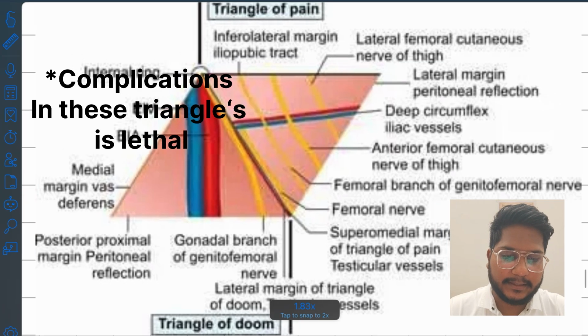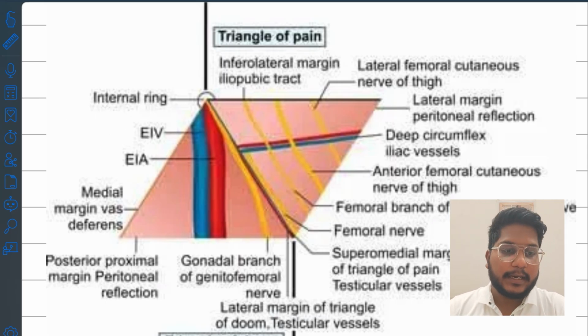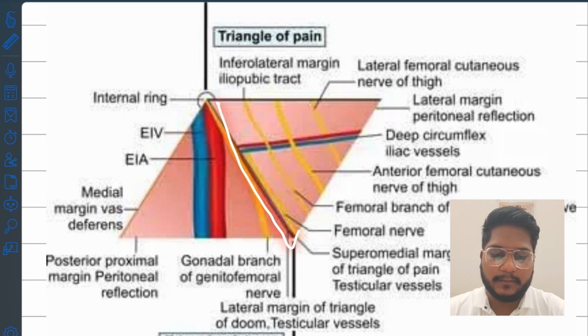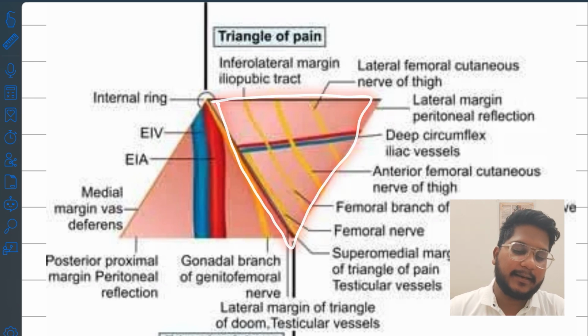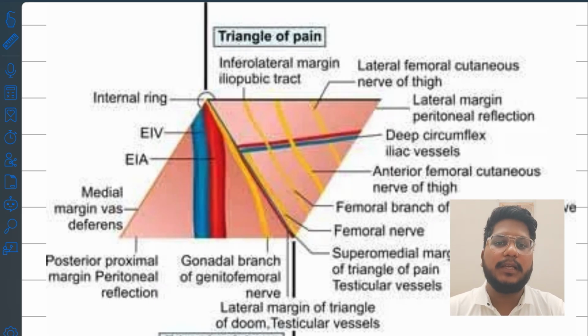It's more common in these two triangles. The first one is the triangle of pain, and the second one is the triangle of doom. The triangle of pain is known as such because the contents of the triangle of pain are nerves, and after cutting these nerves there will be decreased sensation in that particular area of the nerve.